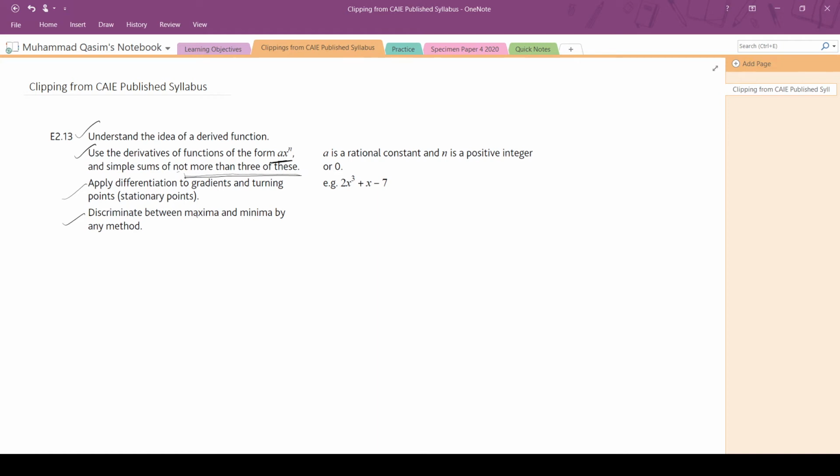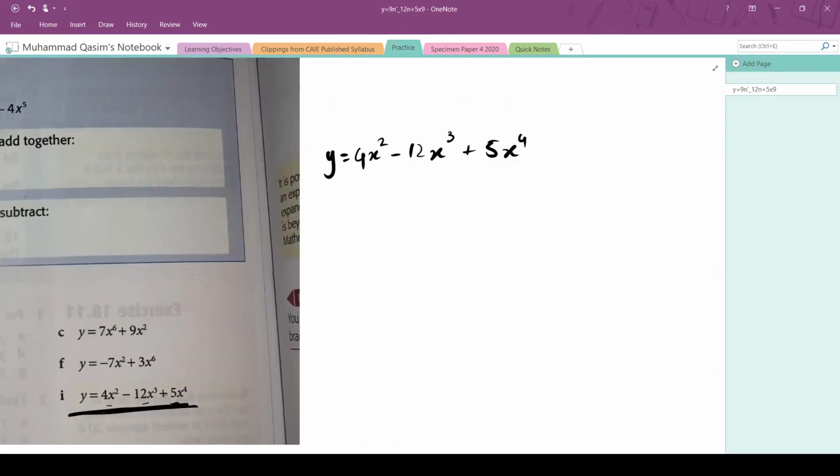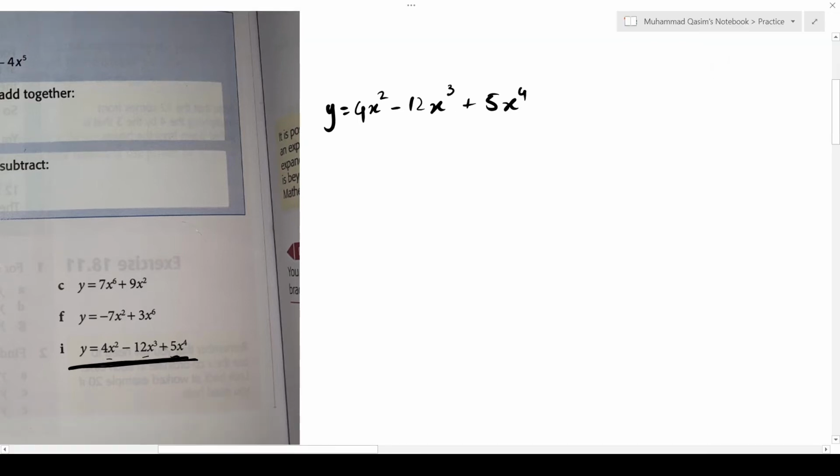Here is another, and it says simple sums, and in the learning objectives I have written down here their respective sums and differences. Now here we have 3 terms being added or subtracted. The key to do these kinds of questions is to apply the derivative on each term separately.